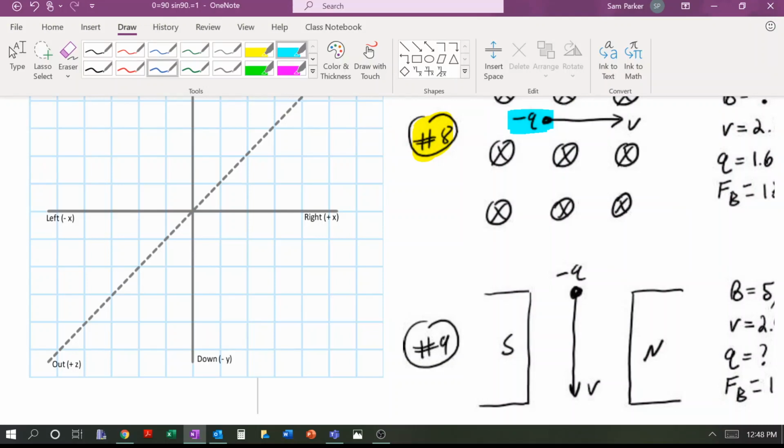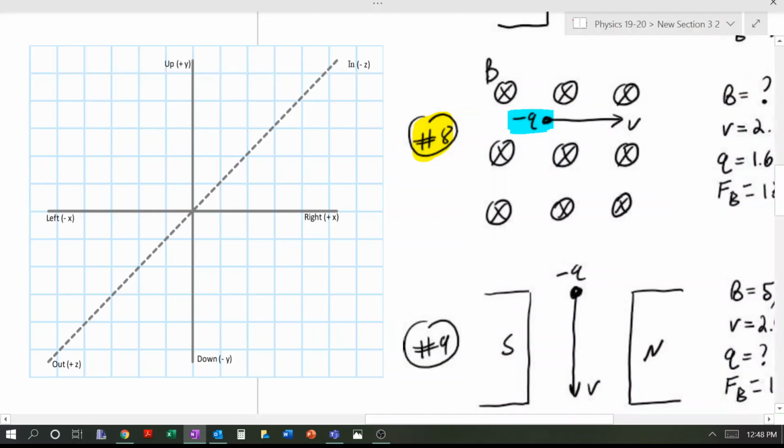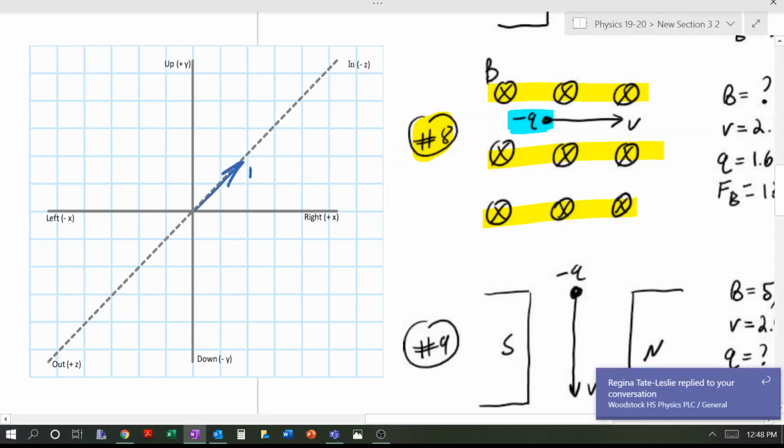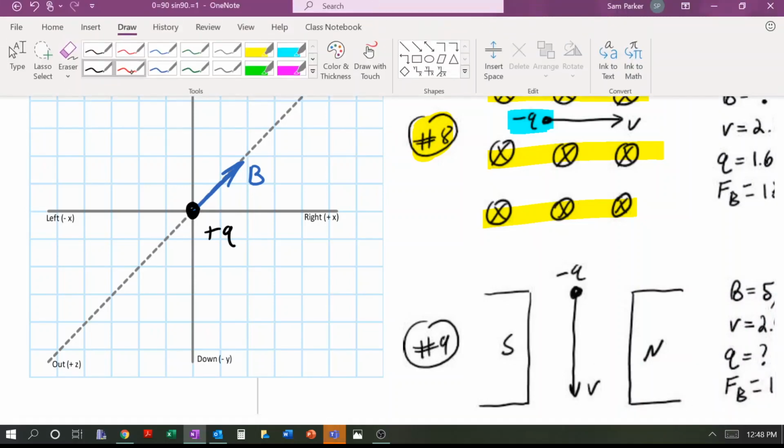But anyway, the magnetic field. The magnetic field is shown by all of these. The idea is that the charge is immersed inside of a magnetic field, and all the magnetic field lines are in the same direction. The circle with the X in it means that the magnetic field is into the page. So the magnetic field is going into the page. It's on the negative Z axis. And the charge, we'll put it here. The charge has a velocity. The velocity of the charge is to the right.